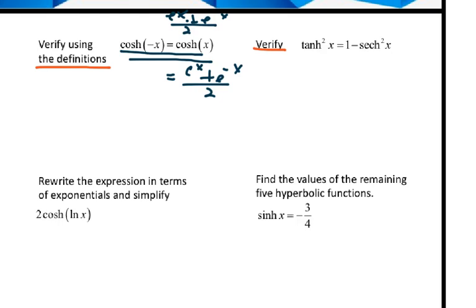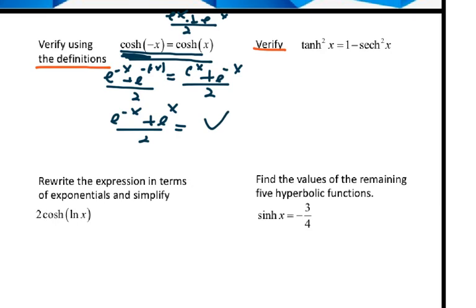So for this one, what I'm going to do is take this cosh negative x and plug in a negative x everywhere there's an x. That's what I'm going to do to attempt to verify this. So let's do that. I have e to the negative x plus e to the negative x all over 2. So I simplify that and I get e to the x plus e to the negative x over 2, and that equals the definition. So that's supposed to be a check mark.